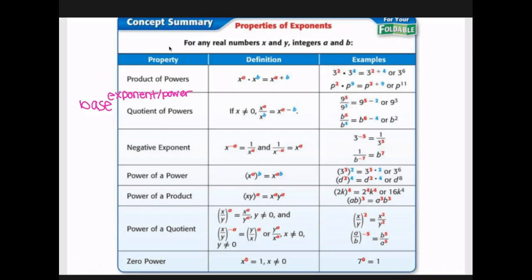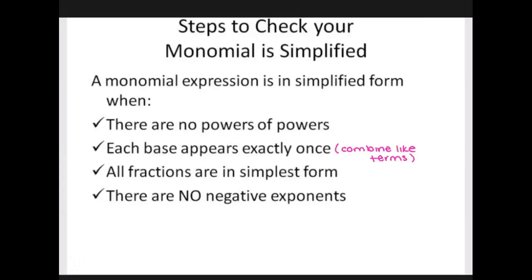Okay, anybody still copying any of that down? Okay. So there are a few steps we're going to take in order to simplify a monomial. Those steps are going to be removing all powers of powers, combining all like terms, ensuring fractions are in simplest form, and leaving no negative exponents.